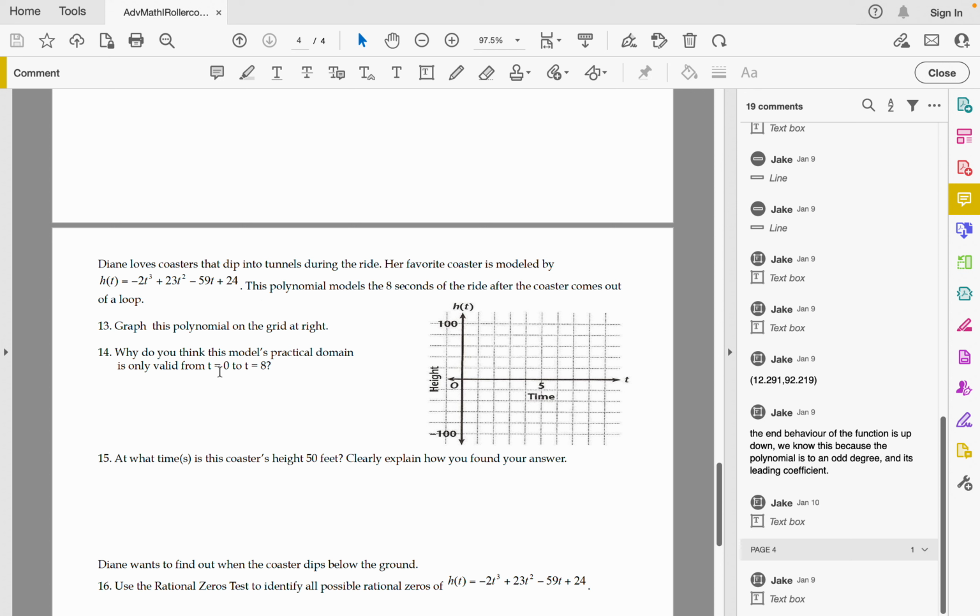Explain how you find your answer. And then this one, you can go back and reopen lessons. This is showing that you really learned what's in here. How can I use the rational zeros test? This was something we learned. Go back in your notes. Use the rational zeros test.